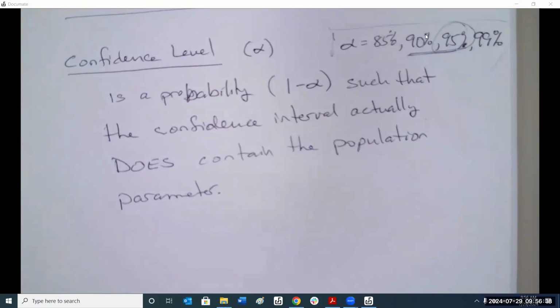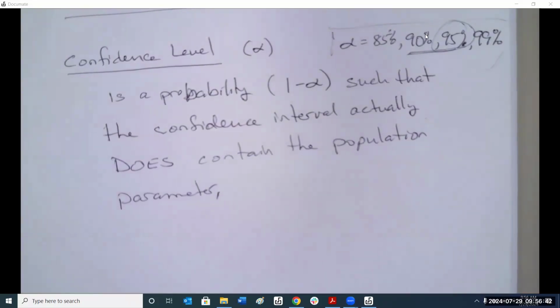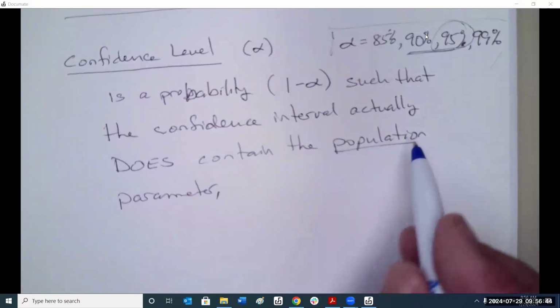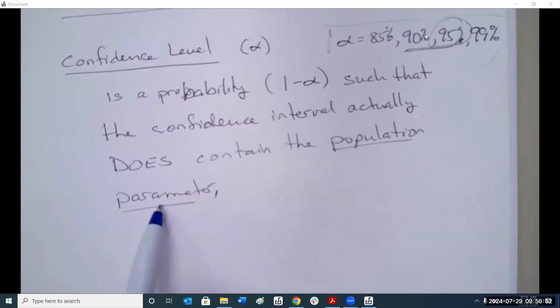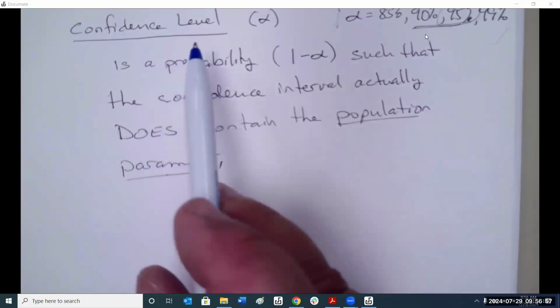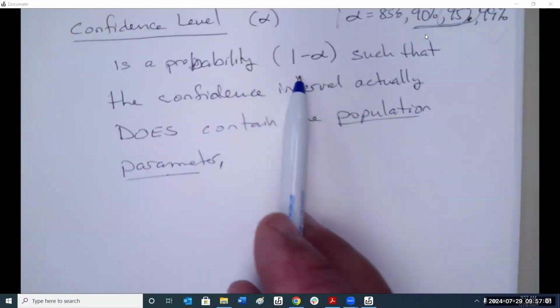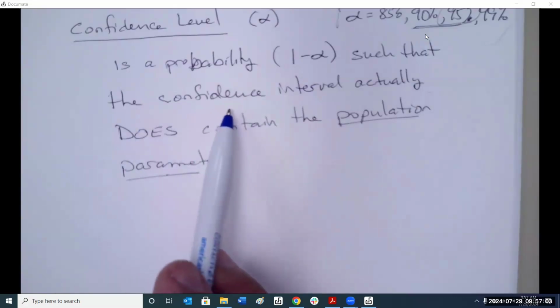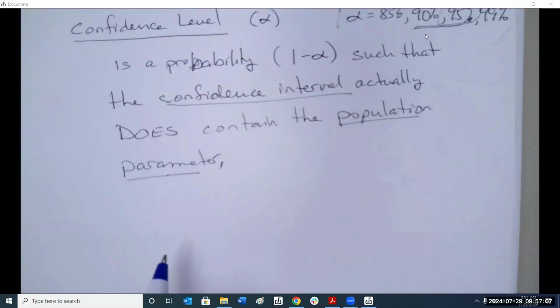Okay, well, there's a little bit more to it. When we say population parameter, what that usually means is the mean, variance, deviation. Those are the parameters that we're looking at. So what we're doing here is the confidence level, which one we pick, is the probability such that the confidence interval that they're going to find out actually does contain the population parameter.